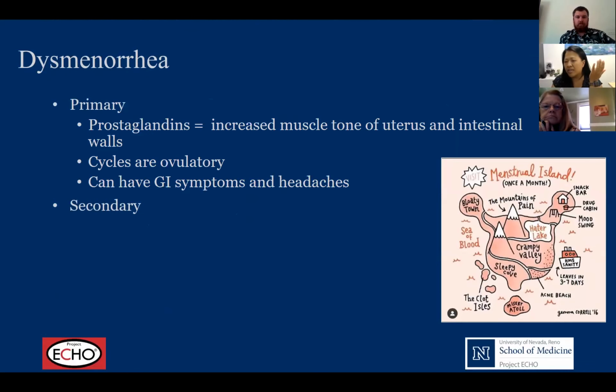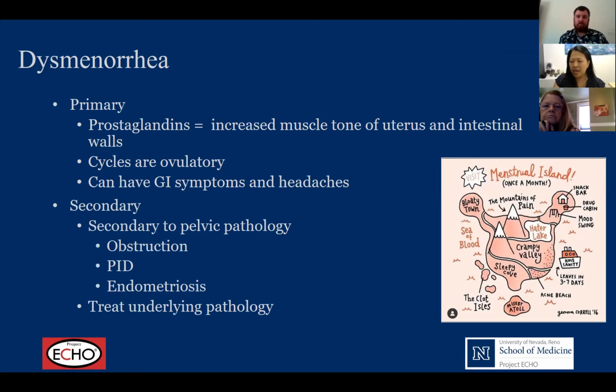So here's the deal. Dysmenorrhea is a real thing. In some girls, it's very severe, and there is management for it that you can offer. It's not just pelvic pain. You can have GI symptoms and headaches. It can be that bad. So be sensitive to that.